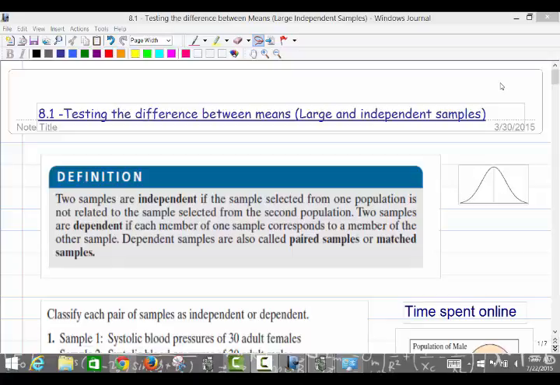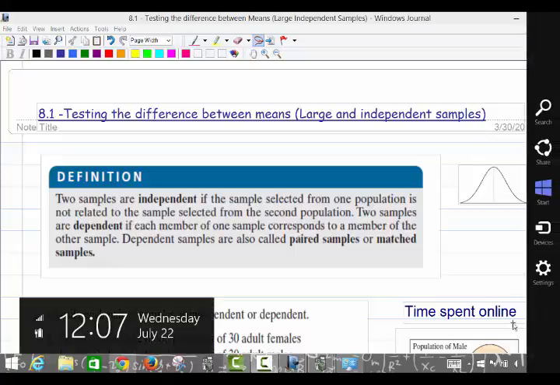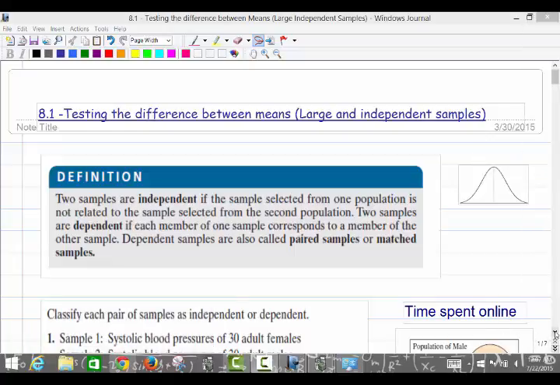This video is on testing the difference between means for large and independent samples. Now let's look at this definition for independent and dependent.